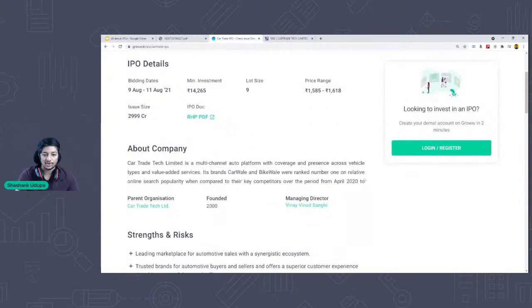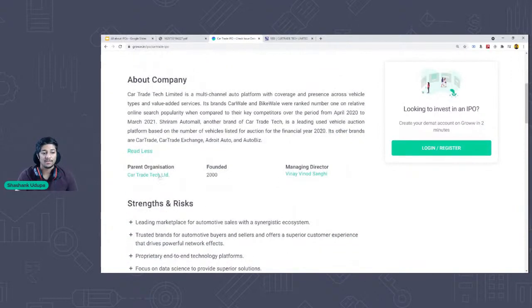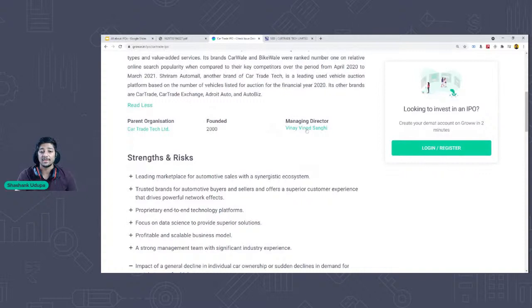Then here, it also talks about the company. So if you want a quick research or quick analysis of the company, Groww has put everything on their website, right? You can quickly see that this company owns Car Wale, Bike Wale, and a lot of other things are under this. It has other brands called Cartrade, Cartrade Exchange, Adroit Auto, Auto Biz. Parent company is this, founded in 2000. Managing director is Vinay Vinod Sanghi.